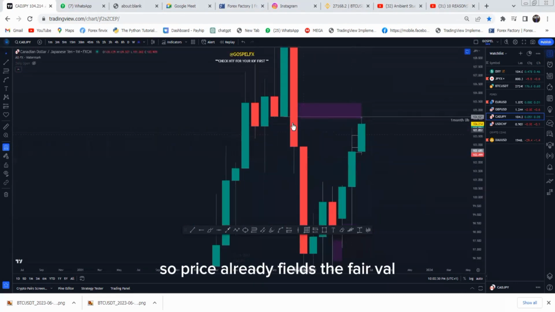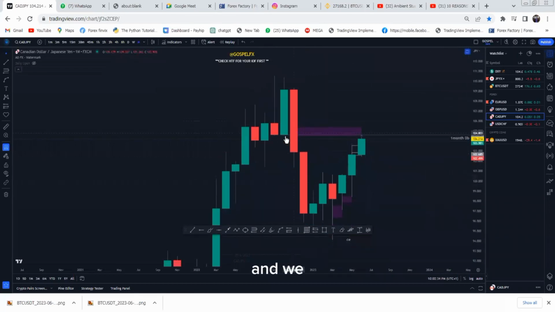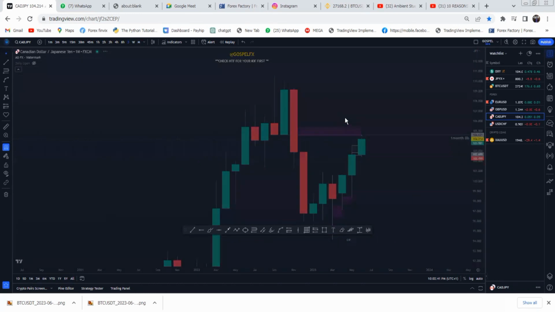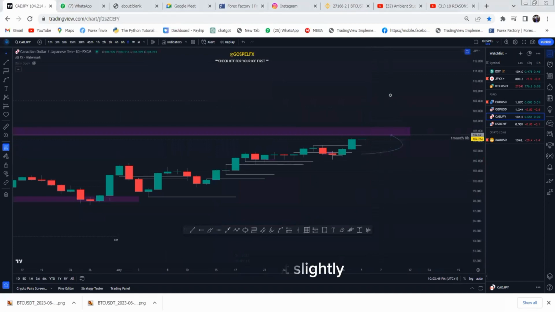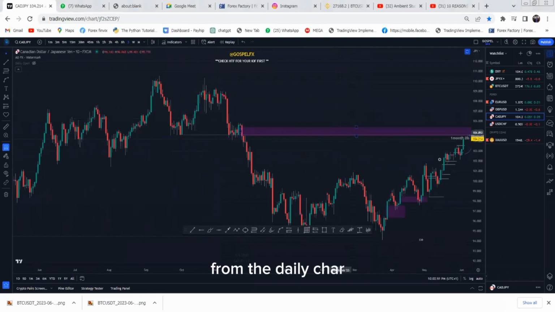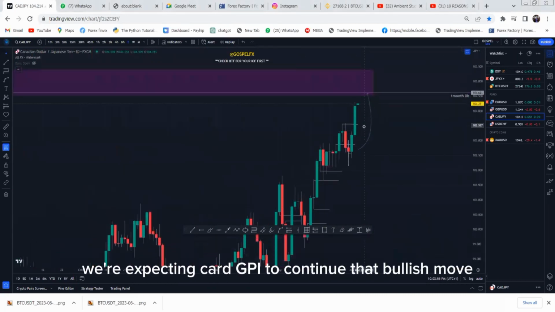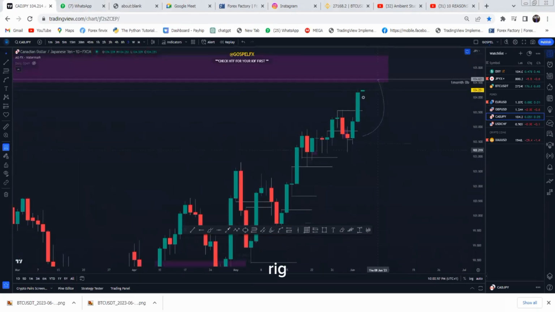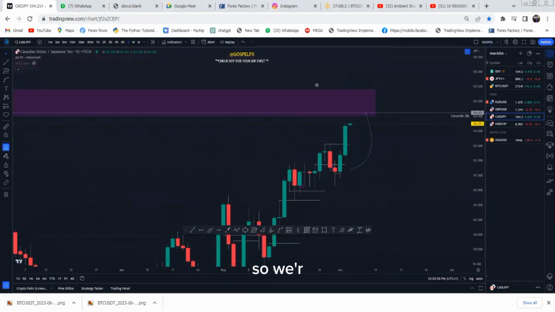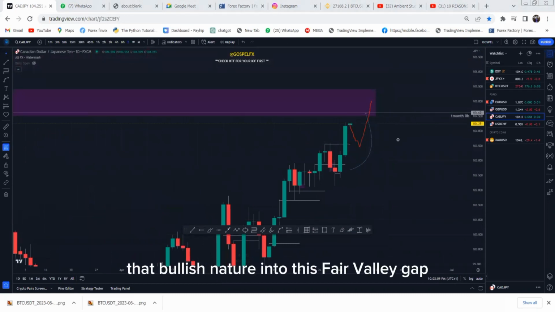So price already filled the fair value gap here, and we're expecting price to come up to the daily or monthly order block. And just before that, just slightly to the order block, we have this fair value gap from the daily chart, right? So we're expecting CADJPY to continue that bullish move. All right, order flow is bullish, so we're expecting price to continue that bullish nature into this fair value gap.